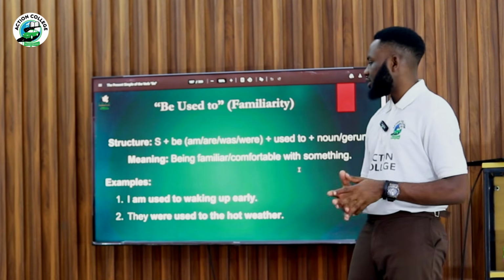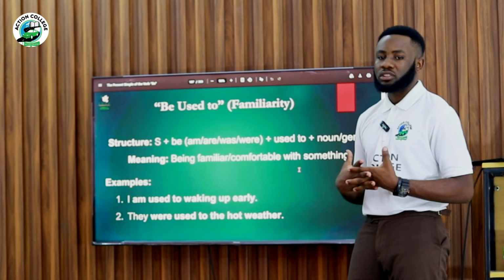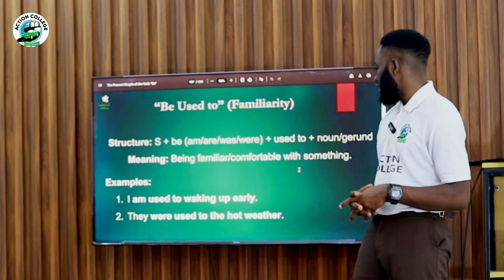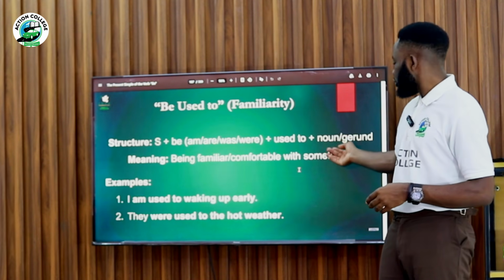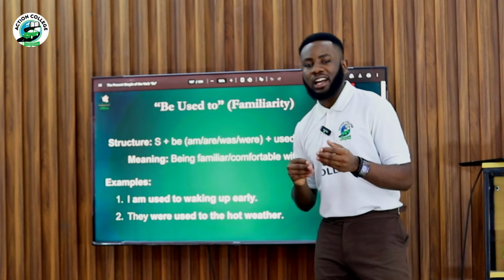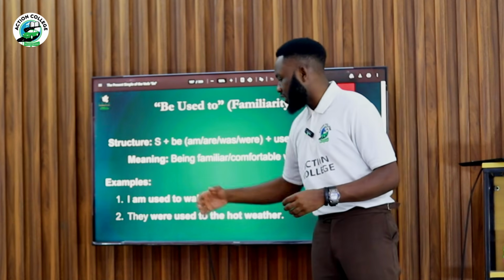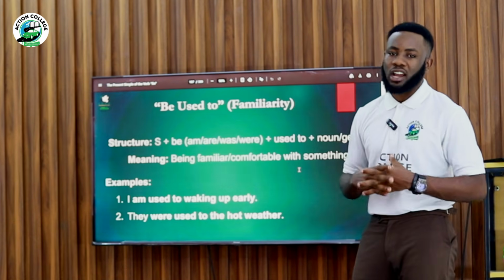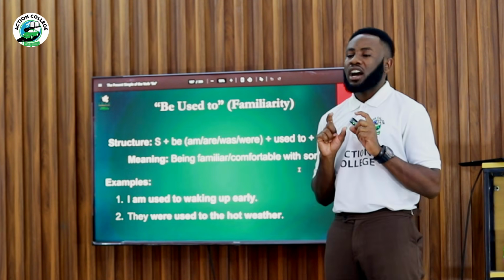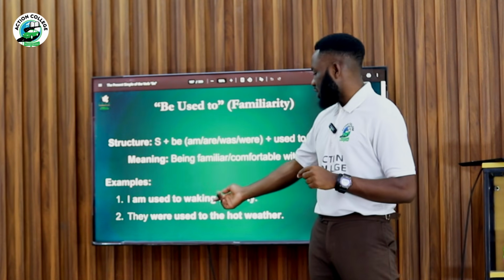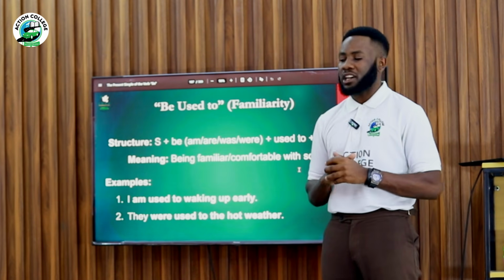Then after this verb to be, in present or in past, you have to use "used to" as the expression to be added there. This "used to" is mostly followed by a noun or a gerund. By gerund, we mean a verb that looks like the "-ing" form. As we have examples here, you can say, "I'm used to waking up." This sentence, stated like this, is 100% correct because of the use of this "-ing" form, which goes with the sound of a gerund.